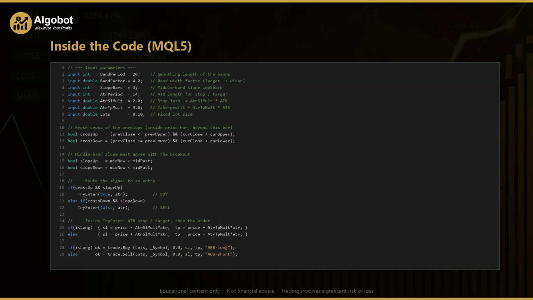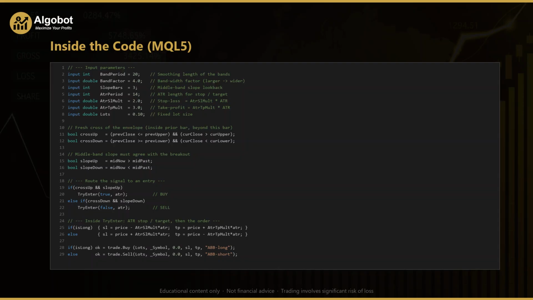Slope up and slope down compare the middle band now against its value slope bars ago. Now look at how the signal is routed. When cross-up and slope-up are both true, the strategy calls try-enter for a long. When cross-down and slope-down are both true, it calls try-enter for a short. Notice the two sides are distinct and symmetric.